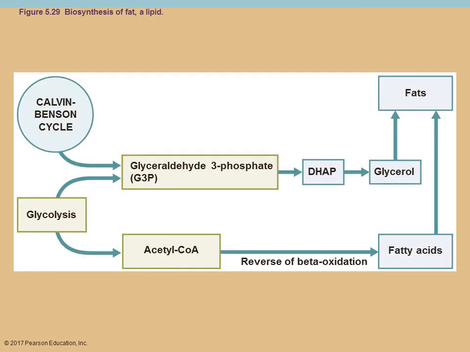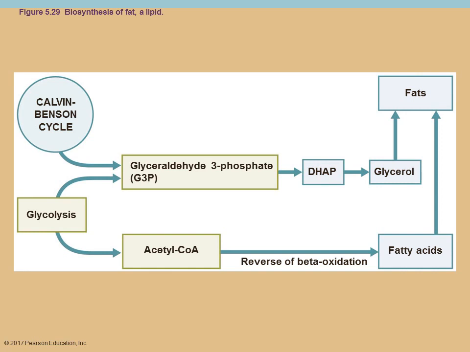So as I just said, a lot of these reactions are reversible. They can go in either direction depending on what the needs are. If you need to make lipids, fats, you can take that glyceraldehyde 3-phosphate, the G3P, and go through and make glycerol from that. From glycolysis, you can make the acetyl-CoA instead of having acetyl-CoA feed into the Krebs cycle. It can be used for making fatty acids.